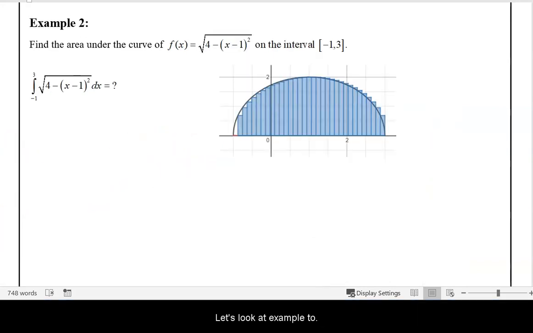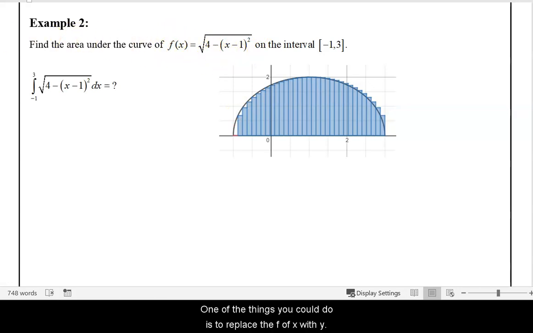Let's look at example 2. In this example, it says find the area under the curve of f of x equal to the square root of 4 minus x minus 1, the quantity, squared, on the closed interval from -1 to 3. I've gone ahead and graphed it for you, and you'll notice that it is in fact a half circle. Now, how would you know if I hadn't graphed it for you that it was in fact a half circle?